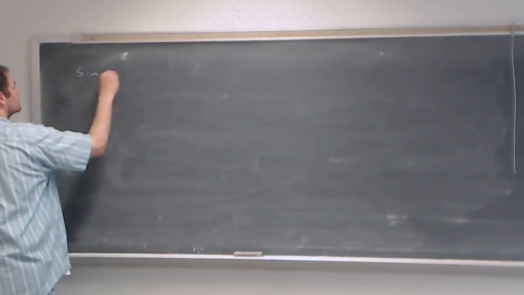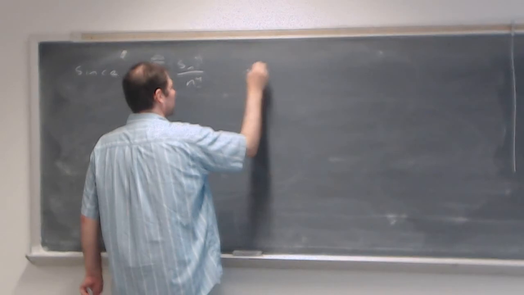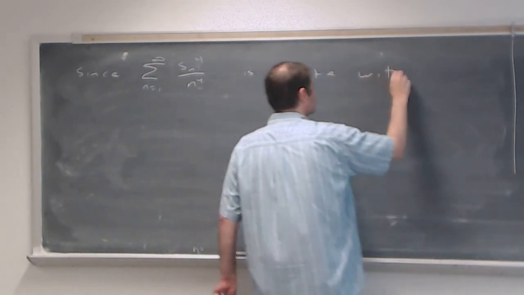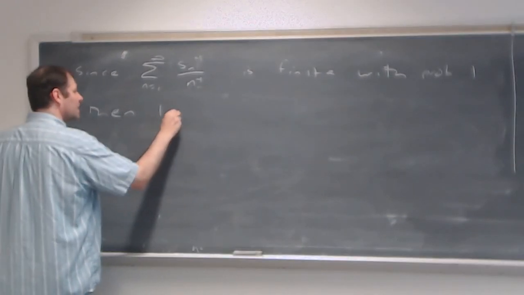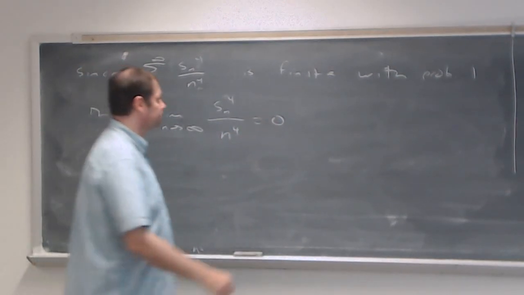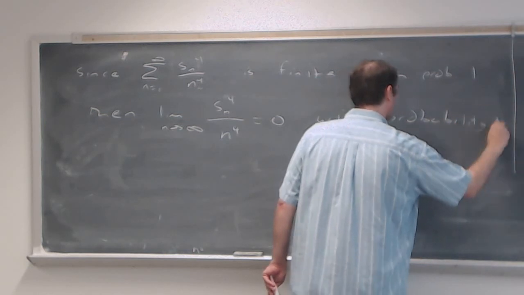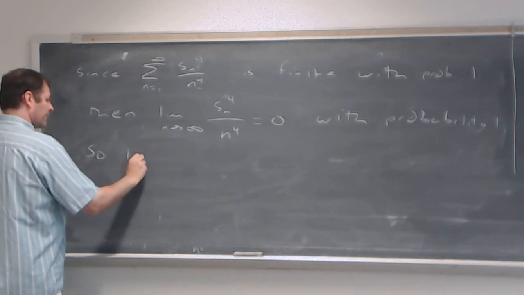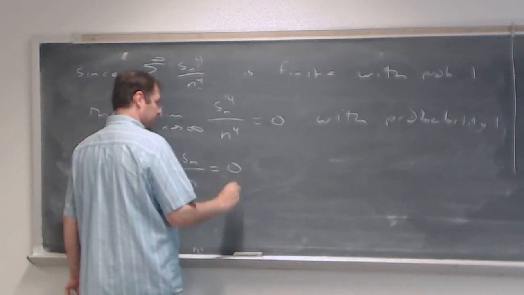So since the sum from n equals 1 to infinity of S_n to the fourth over n to the fourth is finite with probability 1, then what that means is that the limit as n goes to infinity of S_n to the fourth over n to the fourth must go to 0 by the divergence test, with probability 1. That forces the limit as n goes to infinity of S_n over n to be equal to 0 with probability 1.